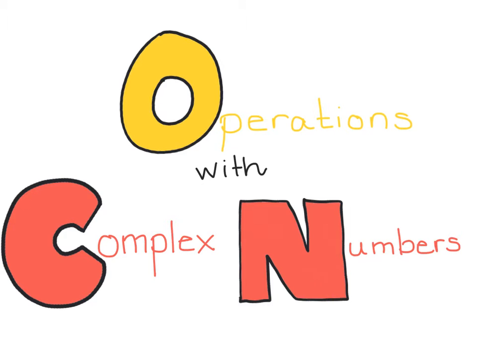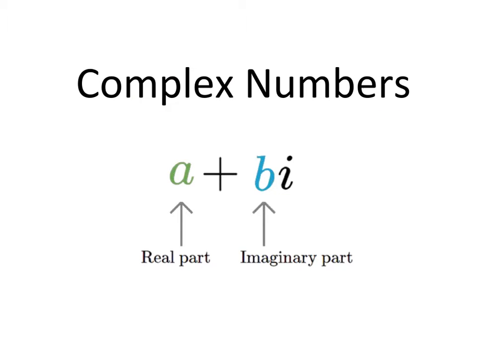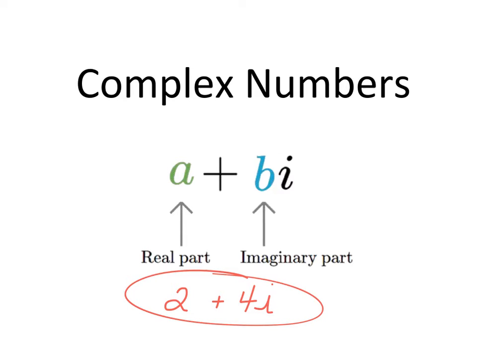In this video, we're going to examine how to do operations with complex numbers. First of all, complex numbers are simply in the form a plus bi, where a is the real part and bi is your imaginary part. So you could have something like 2 plus 4i. That's an imaginary or a complex number. Or negative 7 minus 52i could also be one.